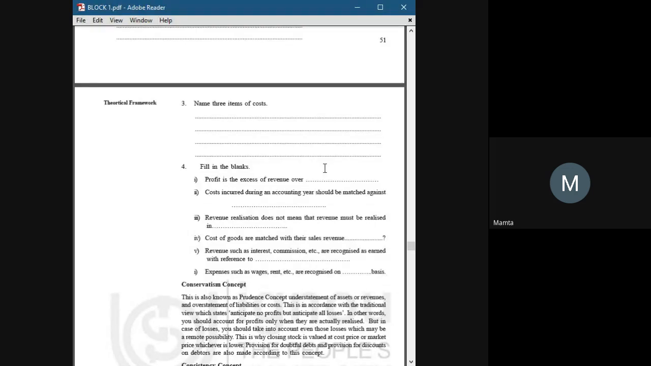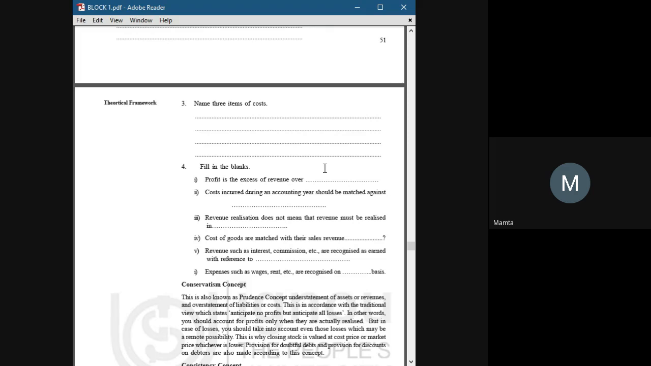Conservatism concept, as the name says, always make provision for losses. Always think about the losses. I'm not being negative here. It is just like always be conservative for your losses. Keep your firm, your goods, your machinery insured, so that if any problem occurs in them, you can get the money. Keep making provision for bad debts and all.